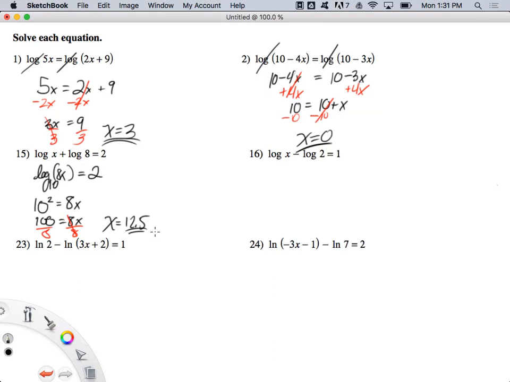So do you just combine the logs? Yeah, because it's log plus a log. It becomes log of 8 times x. But 16 is different. Oh, this is negative, so you divide them. Yes. So the rules flip-flop. When you add, you multiply. When you subtract, you divide. Number 16.